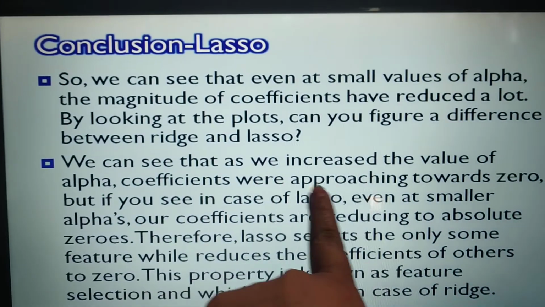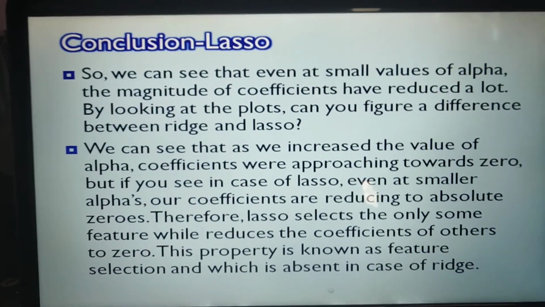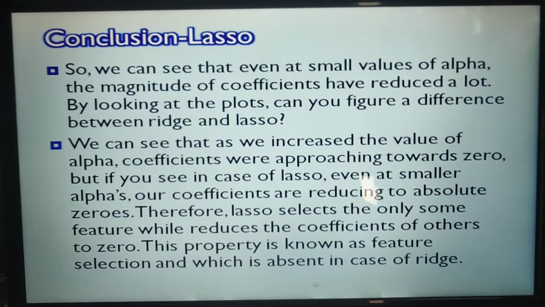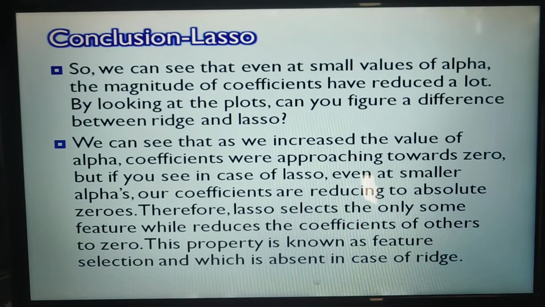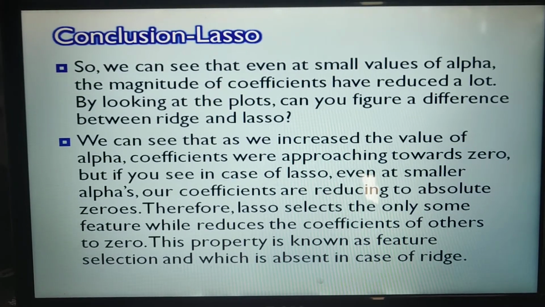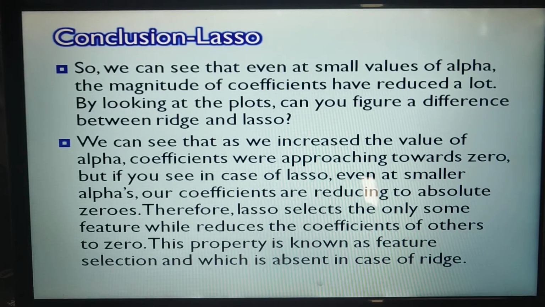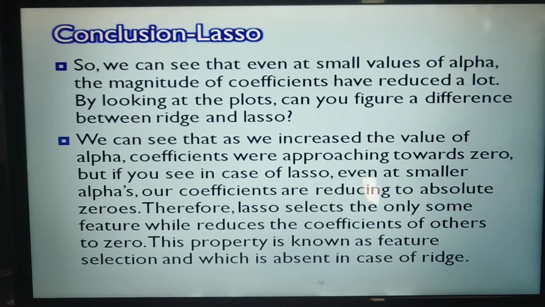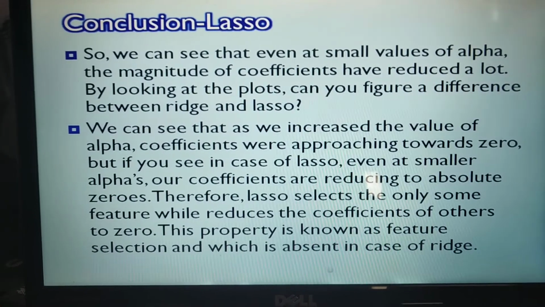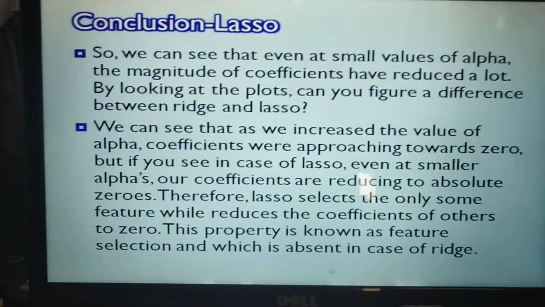We can see that as we increase the value of alpha, the coefficients are approaching zero. In both cases, coefficient values are inversely proportional to alpha. But in the case of lasso, even at smaller alpha values, coefficients are reducing to absolute zeros. Therefore, lasso selects only some features while reducing the coefficients of others to zero. This property is called feature selection.